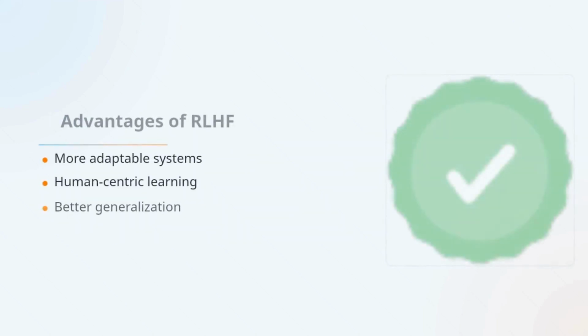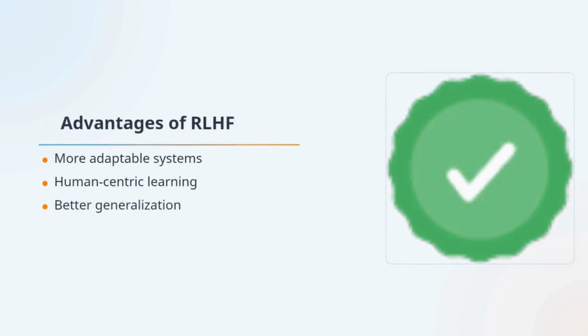RLHF offers several advantages. It makes AI systems more adaptable because they can improve through iterative feedback. It is human-centric, since it directly includes human intuition and expertise. It also supports context-aware decision-making, which is especially useful in language tasks. And because the learning is guided by real human preferences, models may generalize better across different tasks and situations.